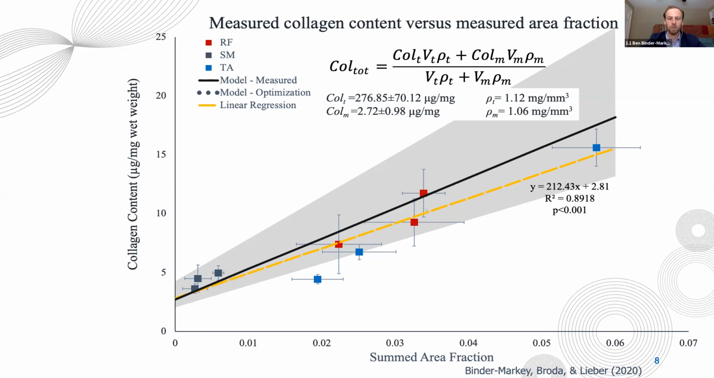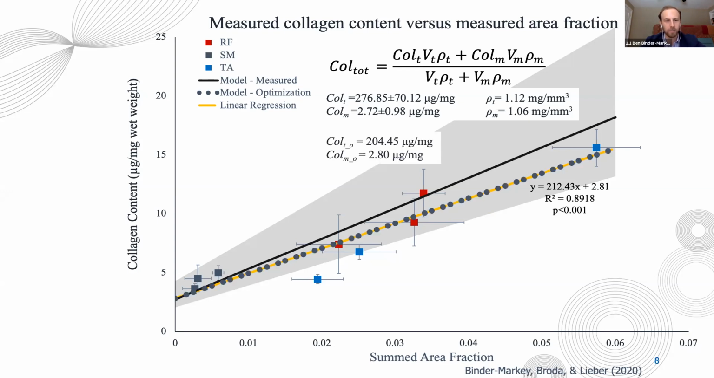The second approach was again using this law of mixtures model, but now solving for the collagen content of pure muscle and tendon using a nonlinear optimization and the previously plotted points. So here we have those optimized values, and when plotted in the gray dotted line, the relationship lies along the linear regression analysis, but at higher area fractions, these two do diverge.